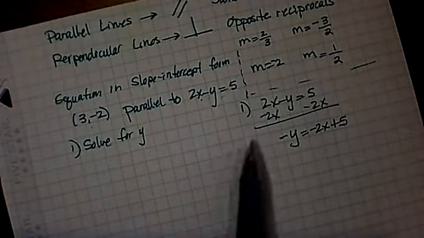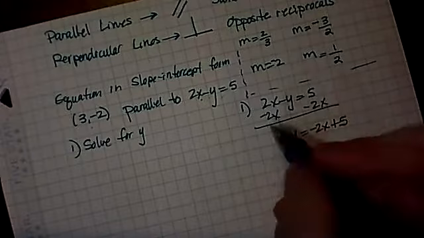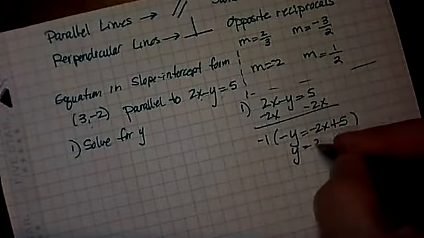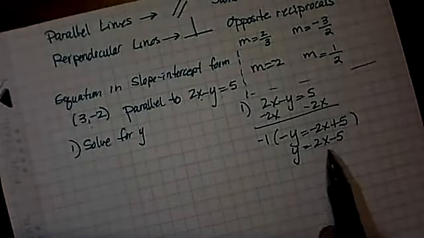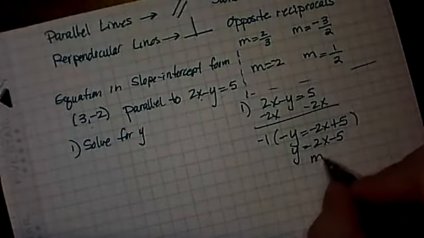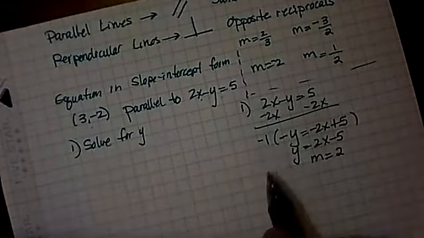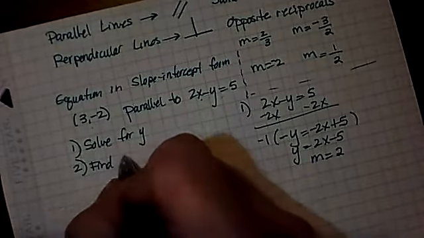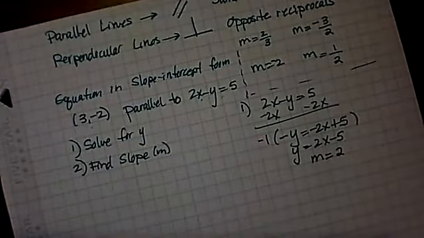Just like we talked about above, how do I get rid of this negative? I just multiply or divide by -1. Either or, doesn't matter. So y equals positive 2x minus 5. Okay, so what is the slope of this? Well, the slope is 2. So we solve this for y, which is what we did, and then we find the slope. So the slope is 2.